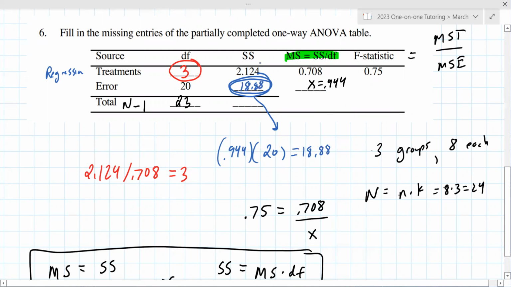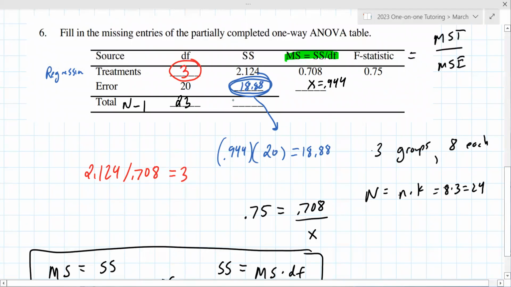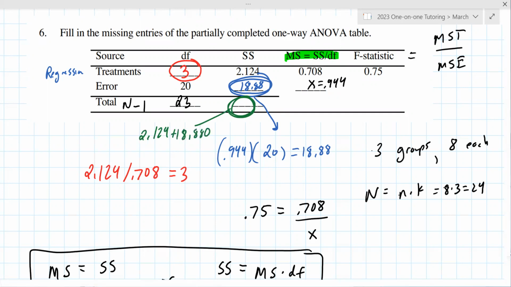Got it. Now to get the total, you add the two together, the 2.124 plus the 18.880. Yes. Okay, that I understand now.